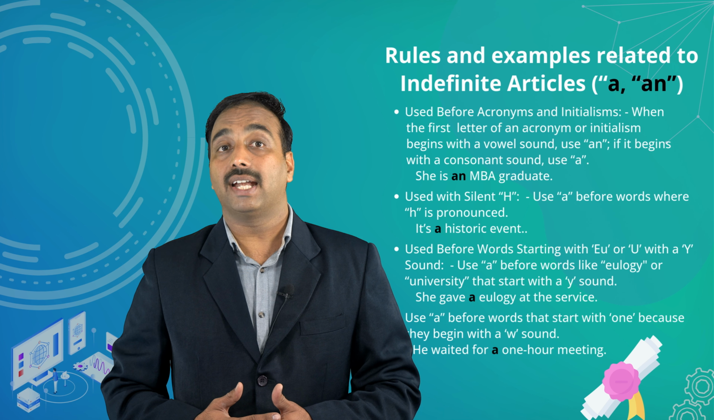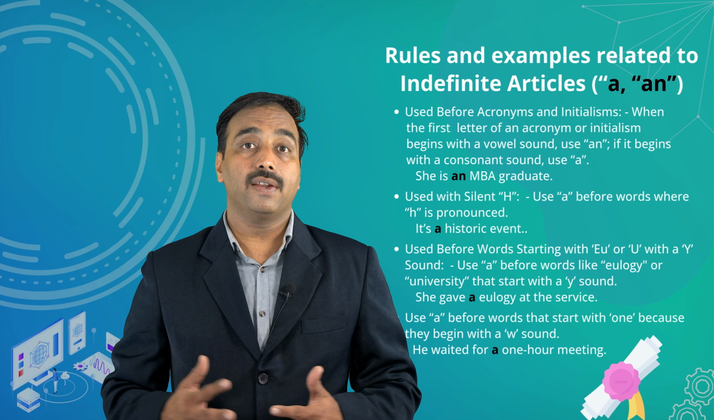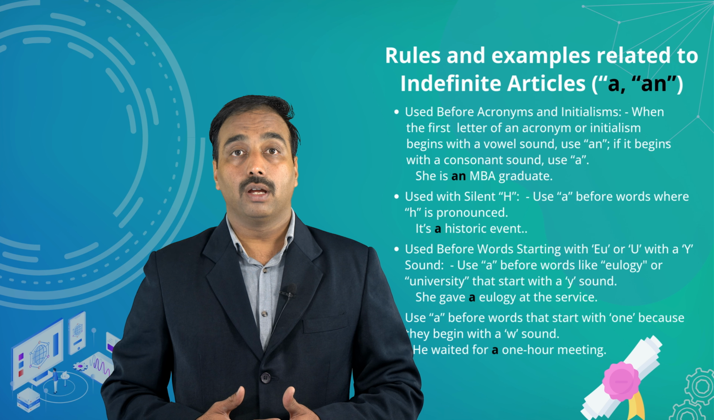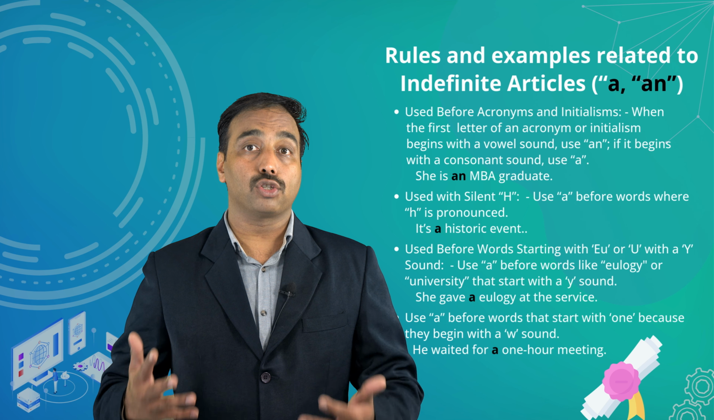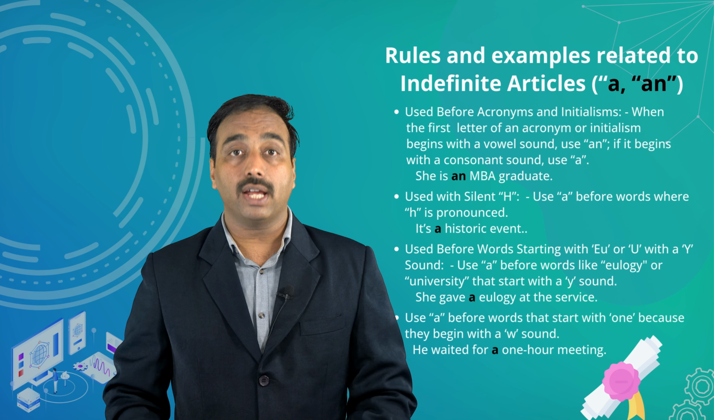These are also used with silent H. Example, he received an honorary degree. Use a before words where H is also pronounced. For example, it's a historic event.